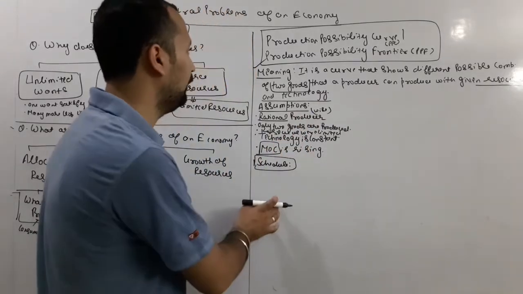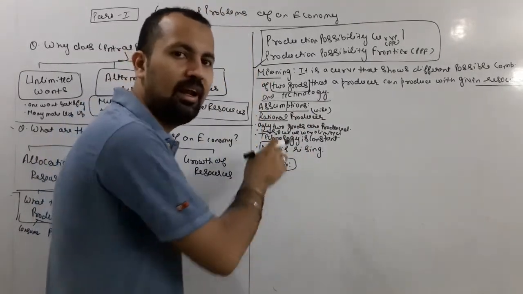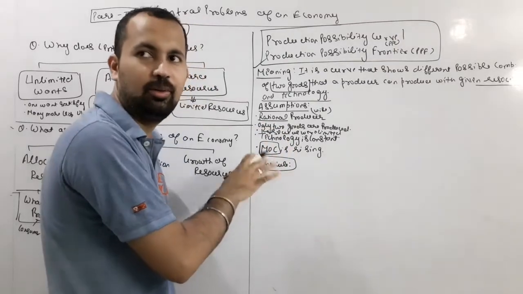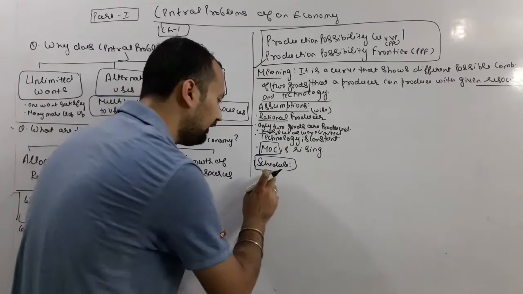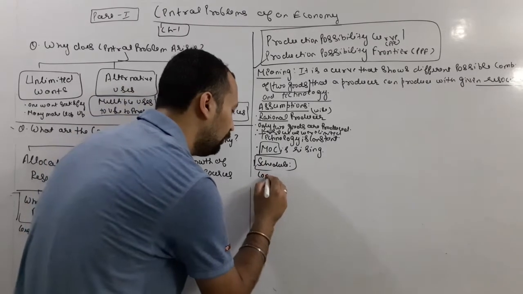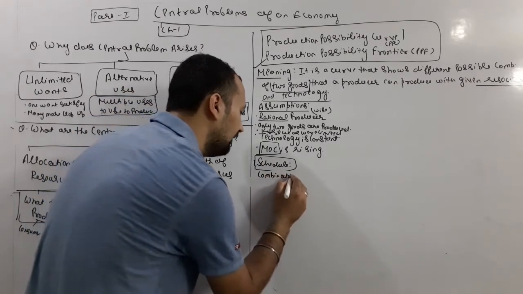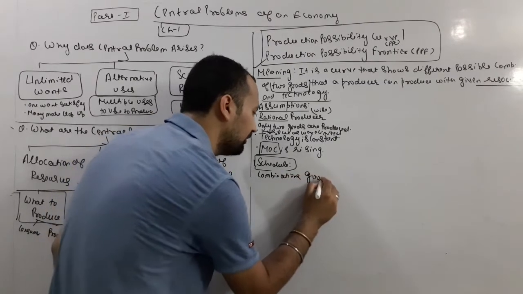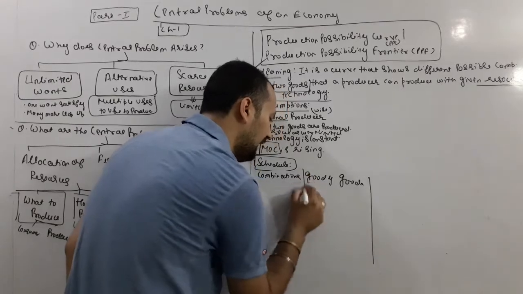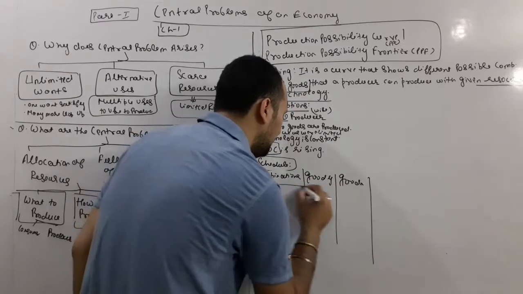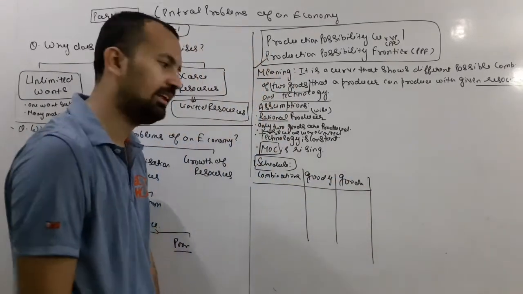Now the next heading is schedule. Meaning is clear, assumptions were clear. Now the next part is schedule. What we need to do, we need to show combinations of two goods, that is good Y and good X. Schedule means a table that shows combinations that a producer can produce with given resources and given technology.